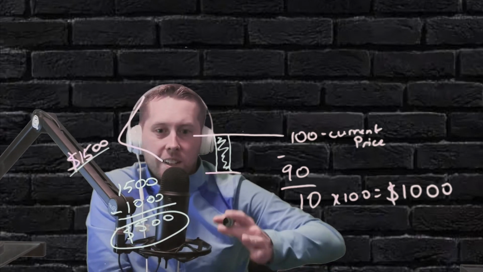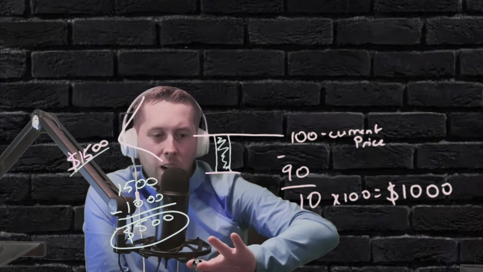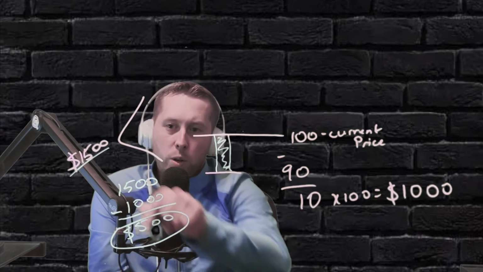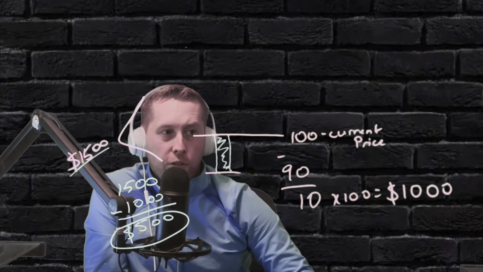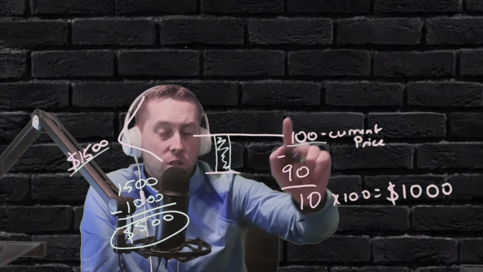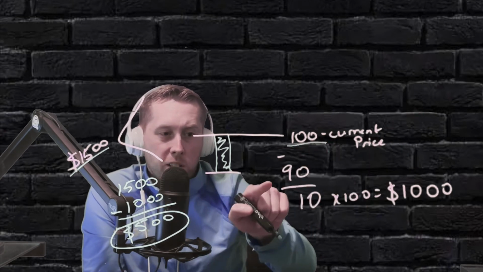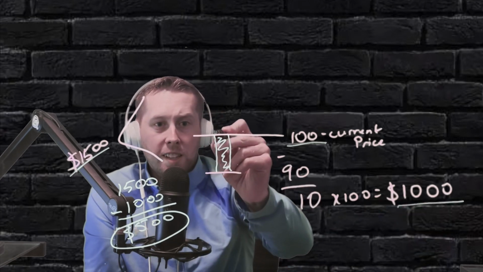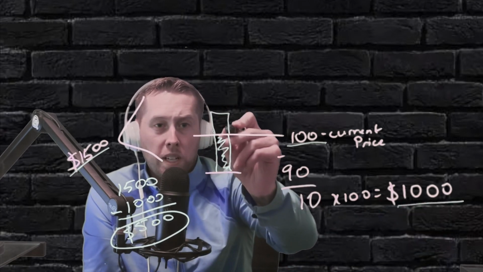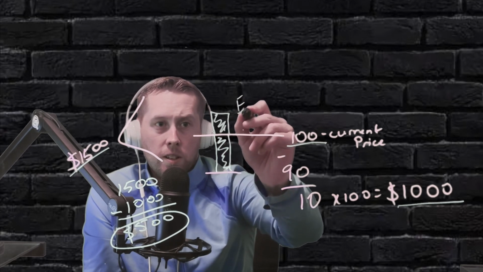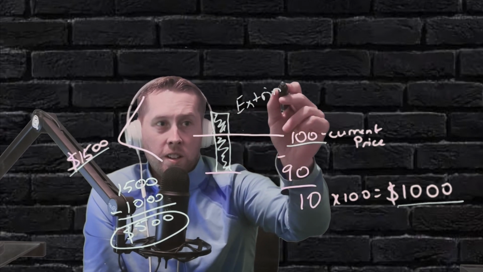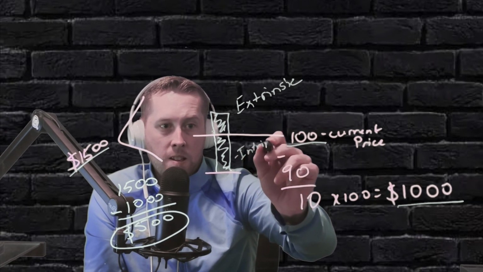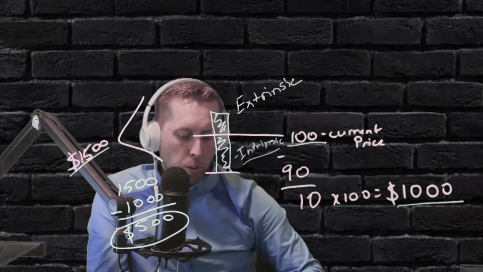If the price of the stock didn't move from now until expiration, this amount of money would be lost on the value of the option. So if the current underlying stayed at $100 from now until expiration, that option at expiration would only be worth $1,000. So anything above this line, I'm going to draw it out, would be what's called extrinsic. And this is intrinsic. It's the easiest way to think about that.